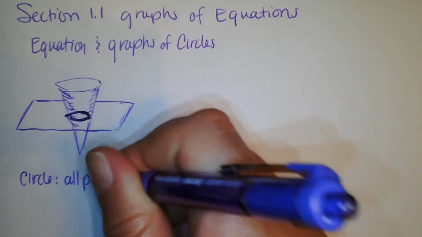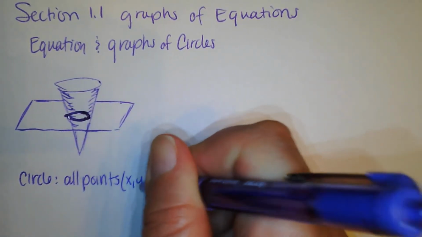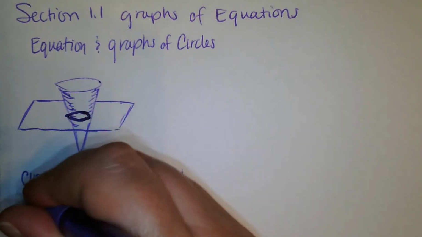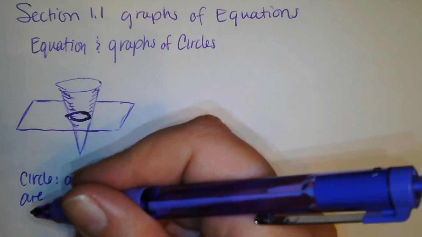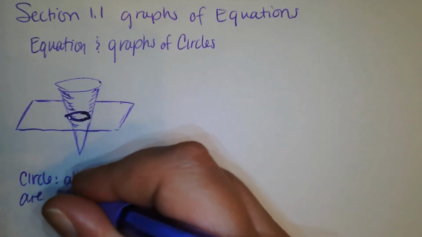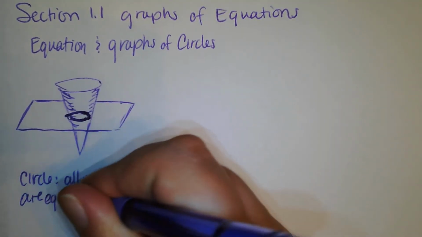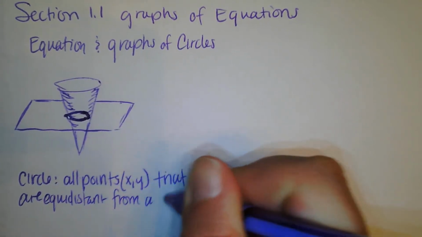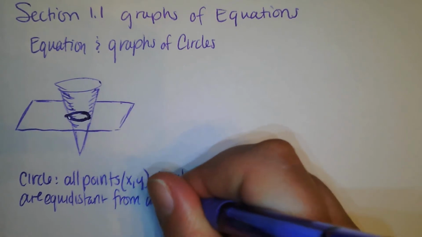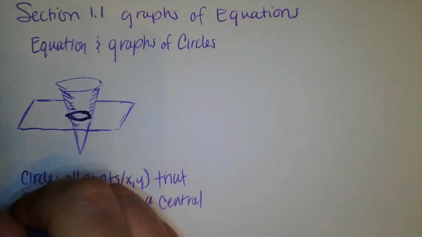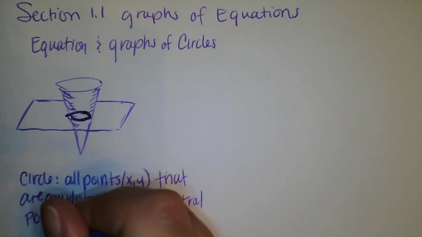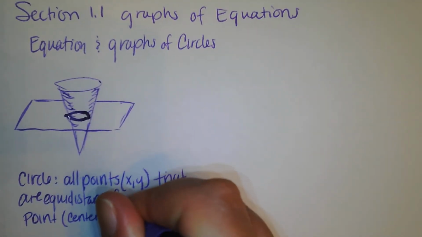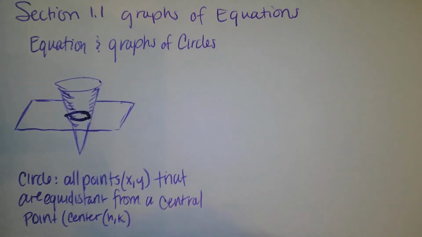all points that are equidistant from a central point, which we'll call the center. And we'll notate that (h, k). We're going to keep using that (h, k).